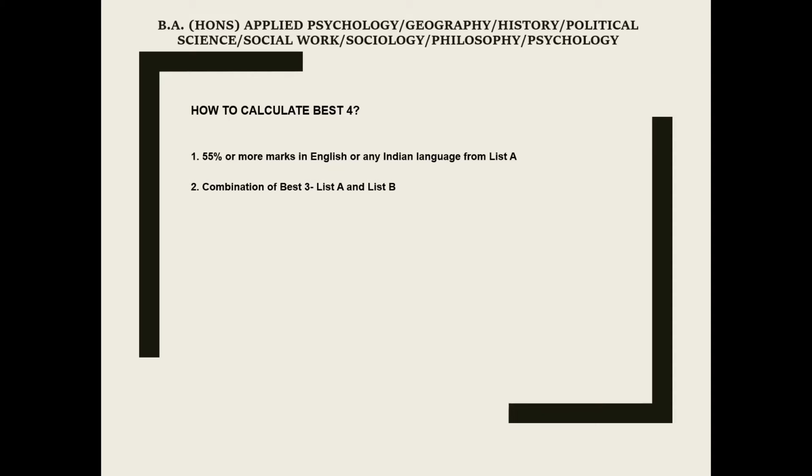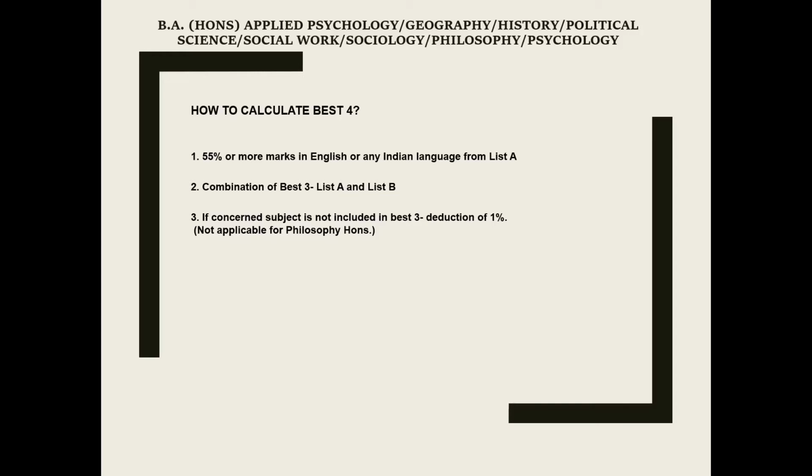Then you make a combination of 3 subjects. The combination you make here should include subjects from list A and list B. Now coming to a very important point of these courses: suppose I want to pursue BA Honours in Geography, so I must include my marks in Geography in the combination of best 3. If I don't do so, then I will face a deduction of 1%. This applies for all the courses given above except Philosophy Honours.